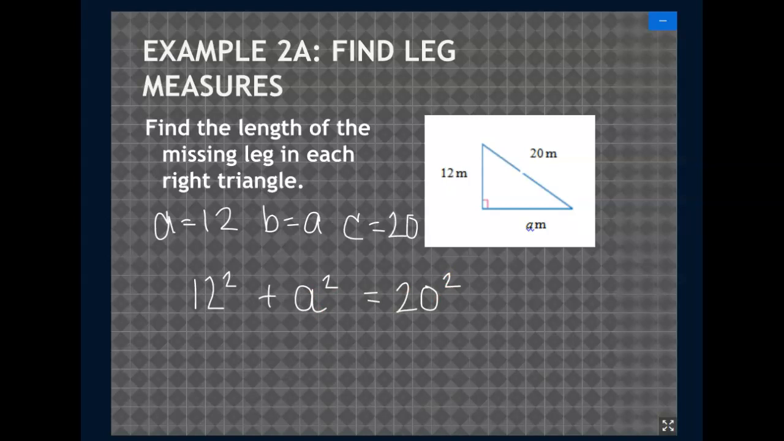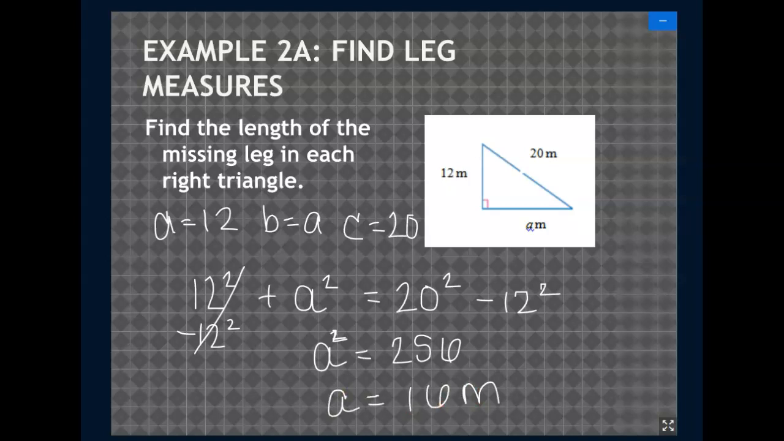When you're looking for the length of a missing leg, you now have to subtract the other leg away. So we get A squared equals 20 squared minus 12 squared. So that's 400 minus 144, or 256. See, here's my 16. So we have A squared equals 256. Square root both sides, and you get 16 meters.